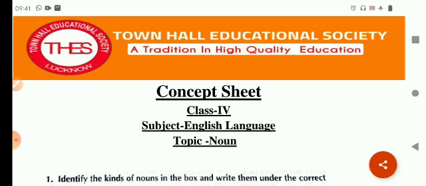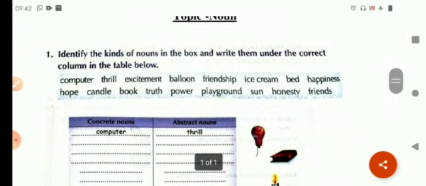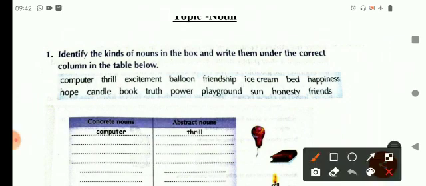Even if some of you are finding difficulty, maybe it is a little bit difficult, so we are here. That is why we have made this video to help you out in solving your concept sheet. So I'll be giving you some hints on how to solve the questions, but the rest of you have to do on your own. Okay, children? Now let's start the concept sheet solving, question number 1.